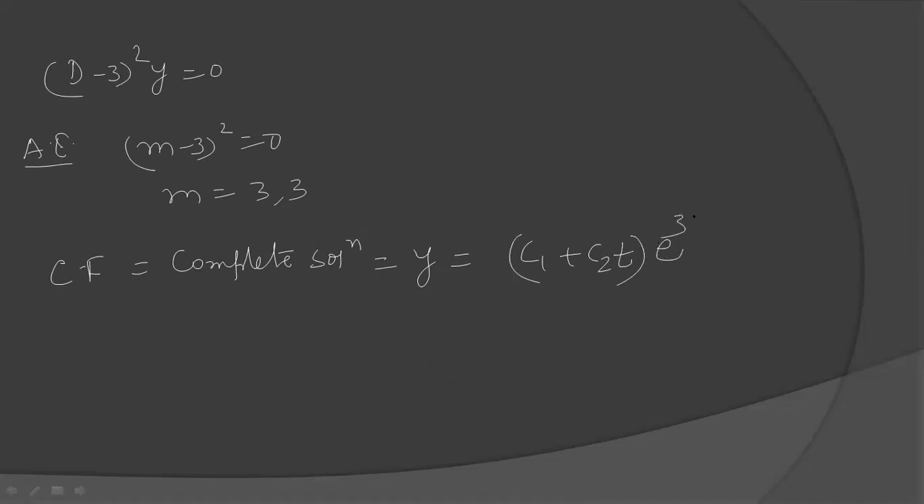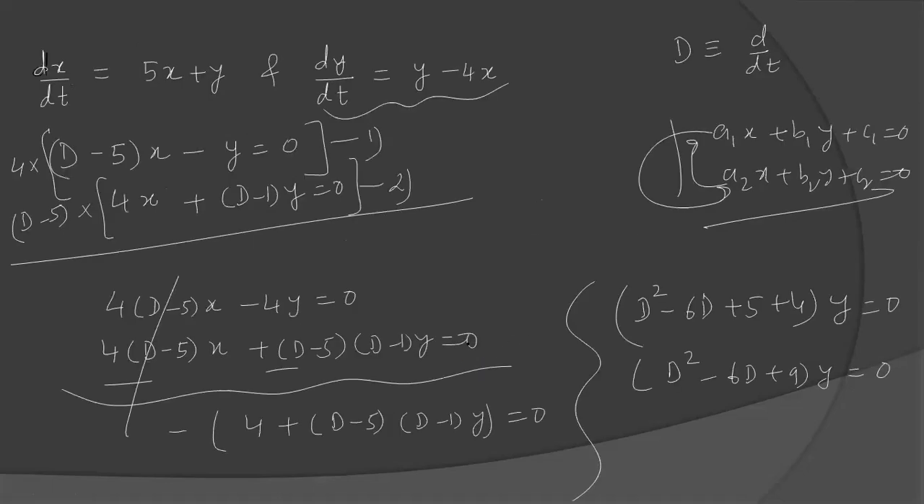Here it will be t, because t is the independent variable. So this is the value of y, and you can see that y contains two arbitrary constants. Some people made a mistake here.